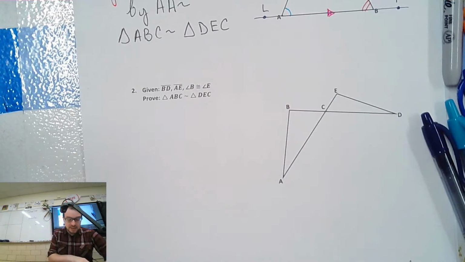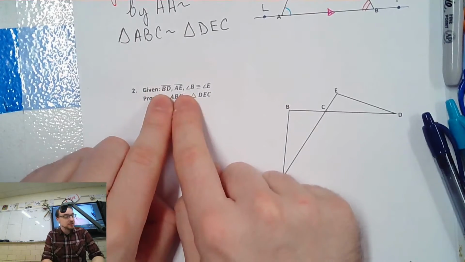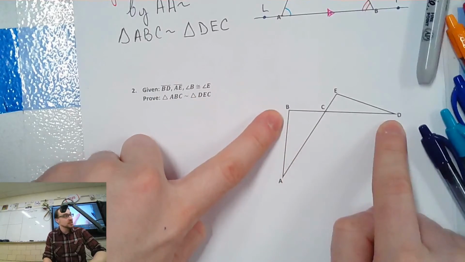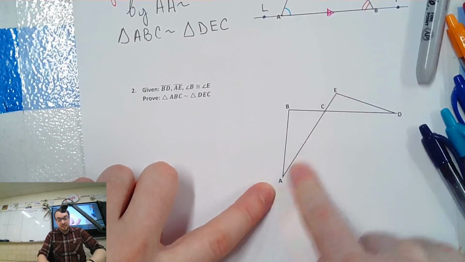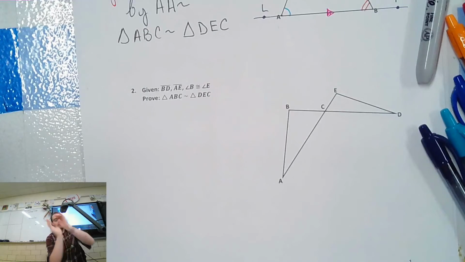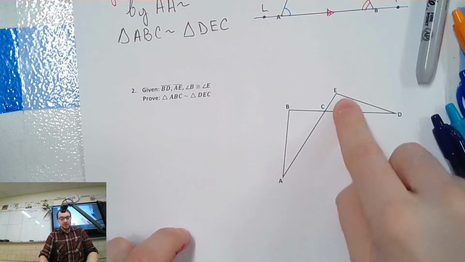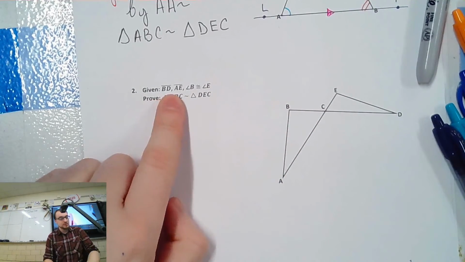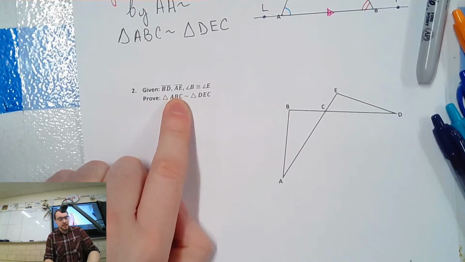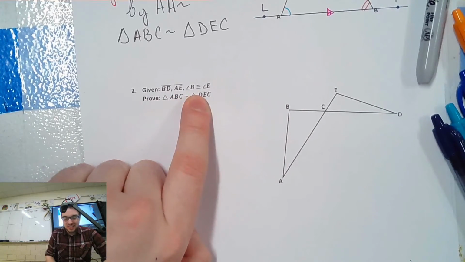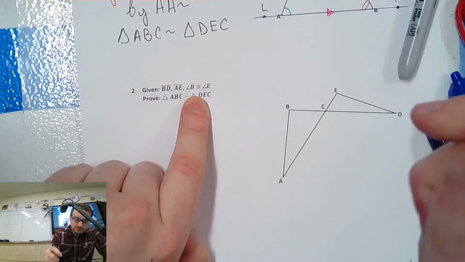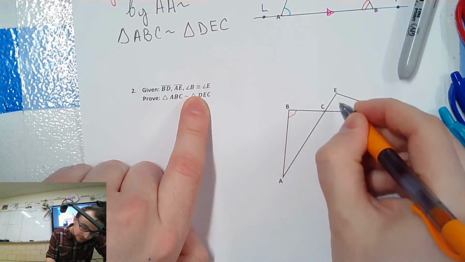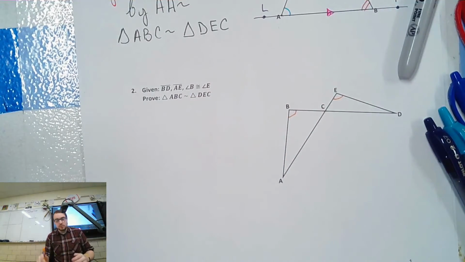We're given that BD and AE are line segments. That's all that means. So BD is a line, EA is a line. There's no weird break like a bendy straw here. It's all straight through. That's what that means. BD, line segment, AE, line segment. B and E, those angles are congruent. So we can put those together. That's given. We're going to prove the two triangles similar.